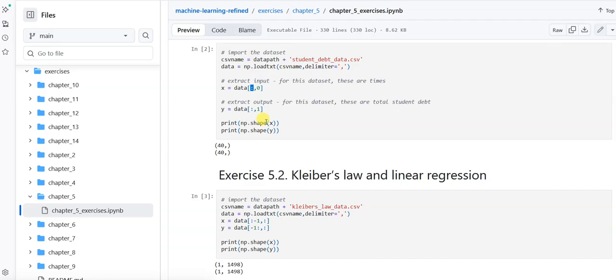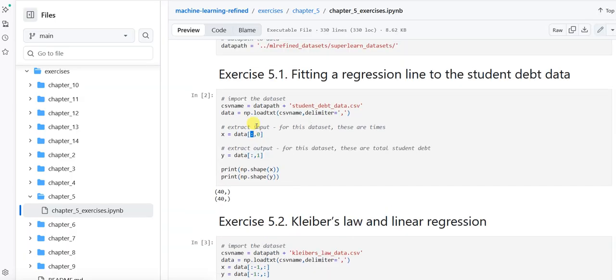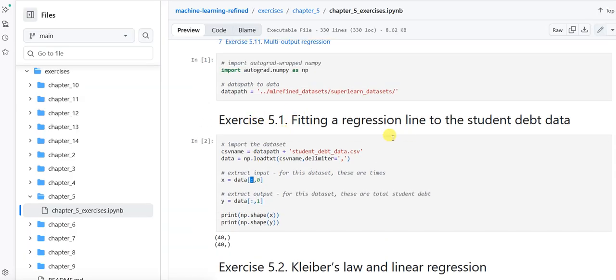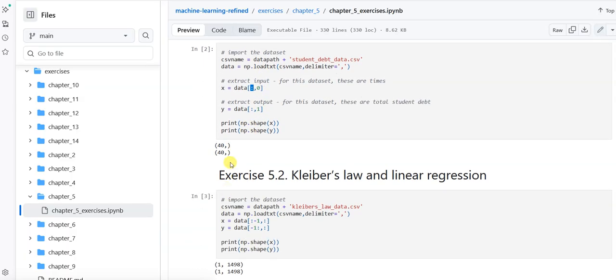Now print np.shape of x and print np.shape of y. Shape x and shape y mean how many elements are there in x and how many elements are there in y. That is what we are expecting here. So 40 and 40 are available. That is fitting the regression line. In that, totally only 40 data items were there.